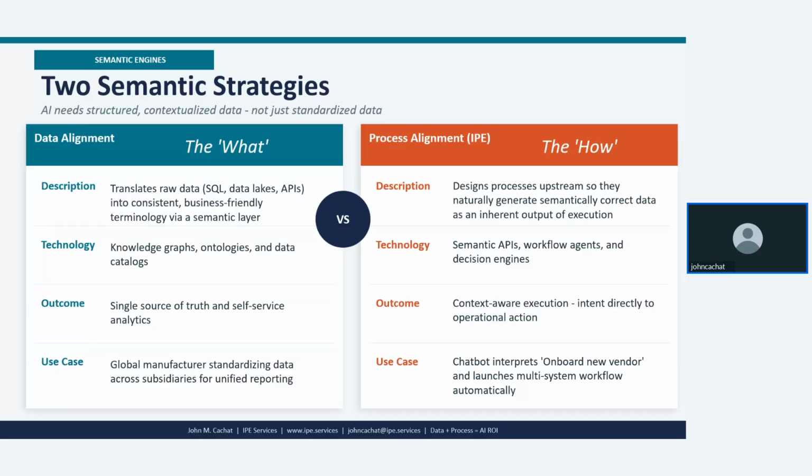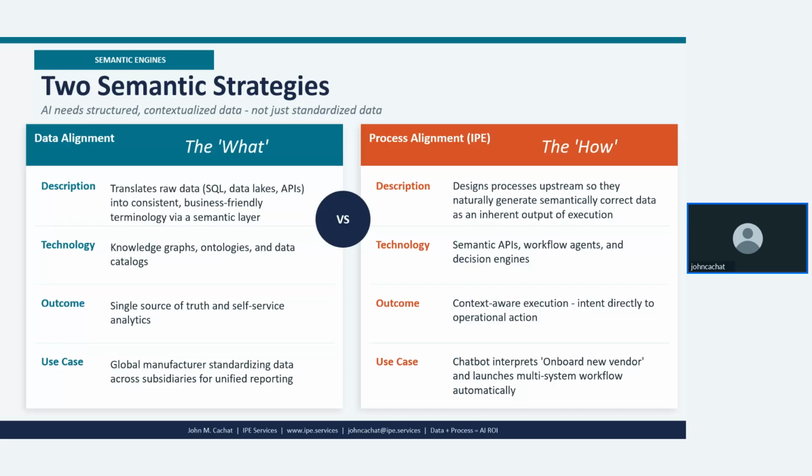So again, data alignment, the what. Raw data, data lakes, APIs, consistent, excellent. Technology, graphs, ontologies, data catalogs, extremely important. Outcomes, single source of truth, perfect. And the use case is like the manufacturer I gave as an example, they're just trying to get standardized data across all their divisions and business units for unified reporting.